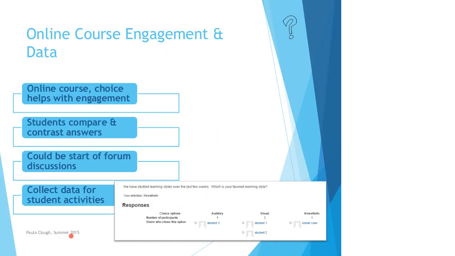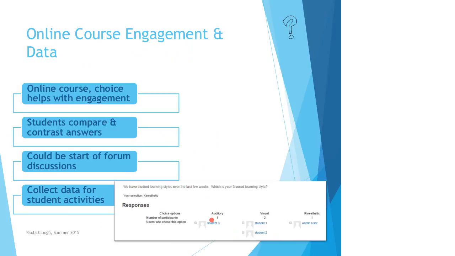And also online engagement and data working with what you've been learning. This particular one was a study on learning styles, and then students should vote on it to say what they found out their learning styles were. This gives the students the opportunity to compare and contrast their answers and think about it, but it could also be the start of a forum discussion. So they've done this first, and then you start the forum, and they can talk about what they learned and what kind of impact it made on them, and even delve deeper into what they've been studying.